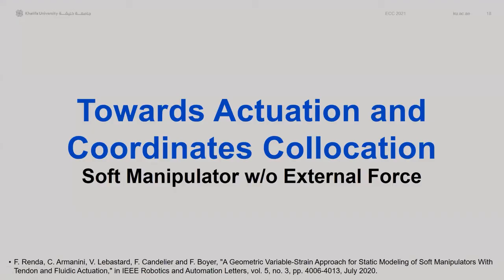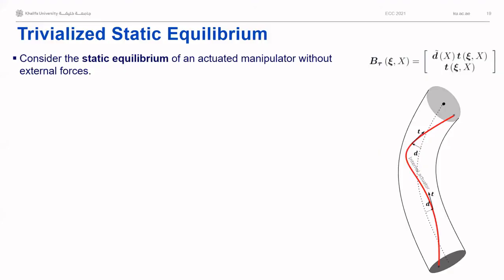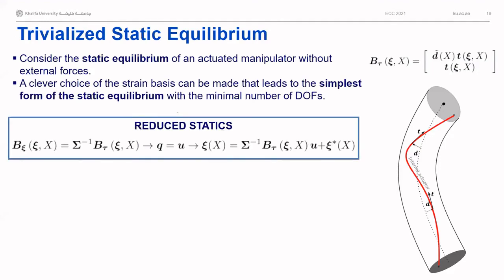So let's now see how we can exploit co-location of actuation and coordinates thanks to this model. Let's consider the static equilibrium of an actuated manipulator without external force for simplicity. There is a clever choice of strain basis that simplifies the static equilibrium and makes it a minimal number of degrees of freedom. Indeed, if we use the basis of the actuator itself to define the strain, the statics reduce to the simplest possible Q equal to U, where U is your input.